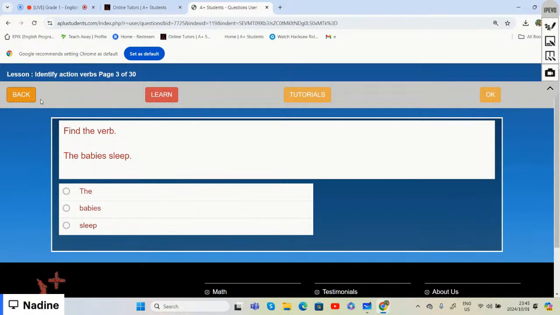All right, great ones. This is the end of our lesson on action verbs. We said an action verb describes an action that takes place, and a person, animal, or thing does an action.